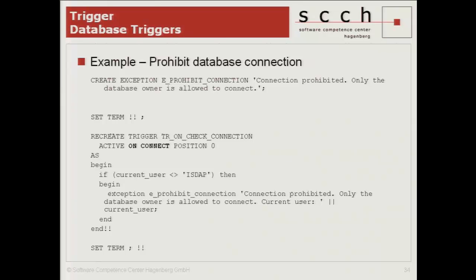So one way you could overcome this, with at least Firebird 2.1, is to have a user-defined exception and simply run that in an onConnect trigger. Then pretty much ISDAP is the owner of the database, and if the connected user, the current user, is different to this one here, I simply throw my customized exception and I will disallow connecting a user different to the database owner.